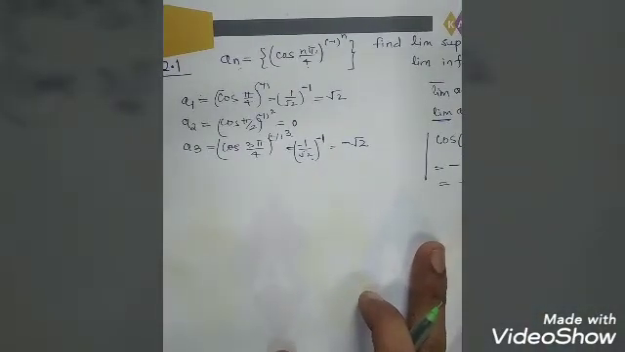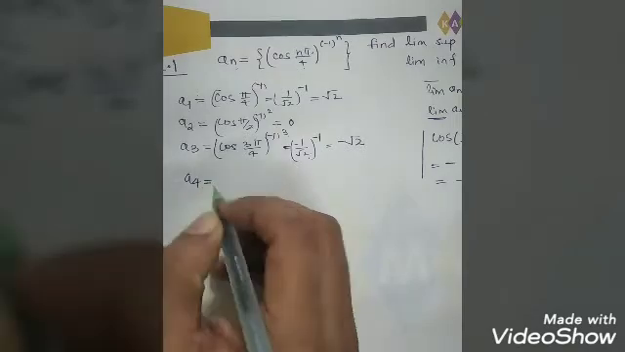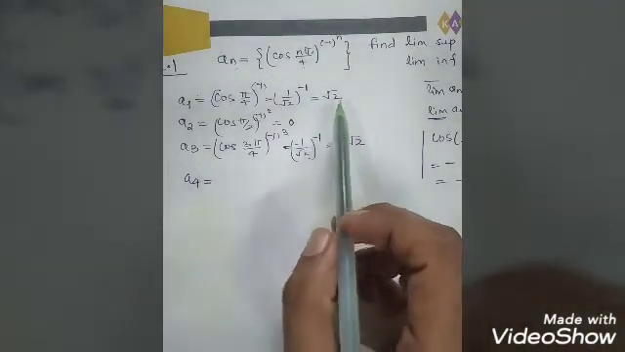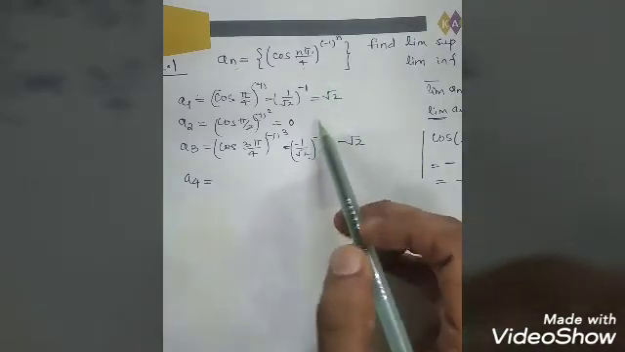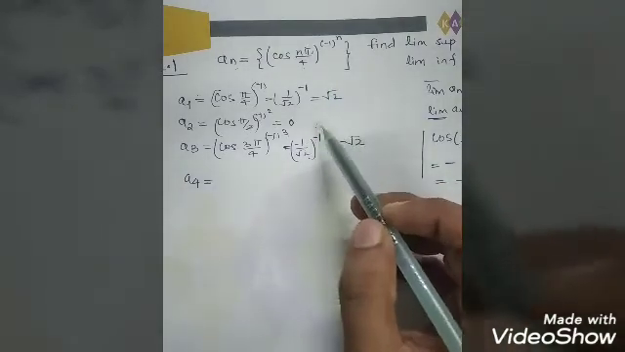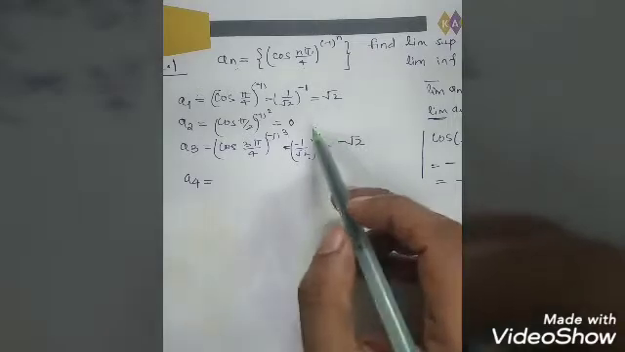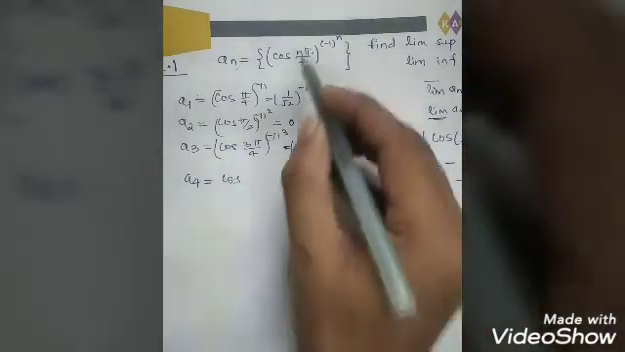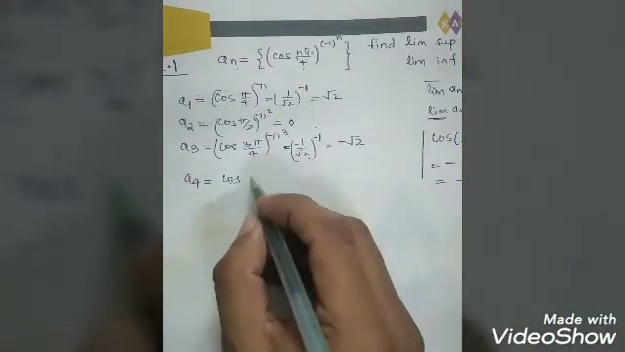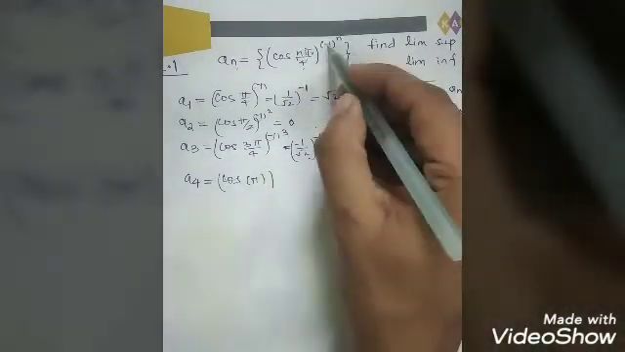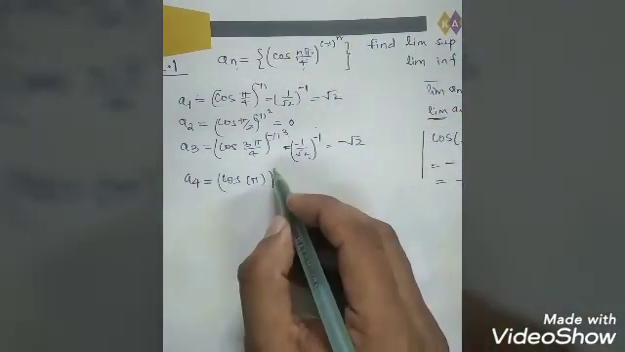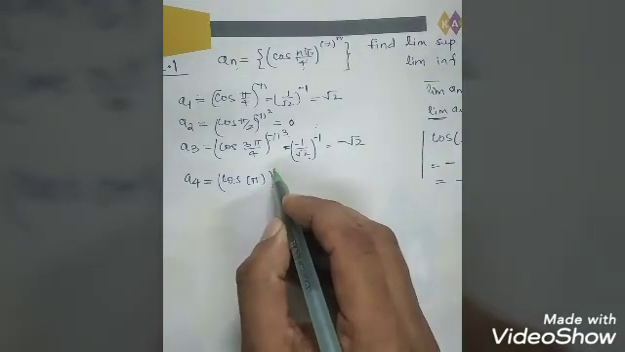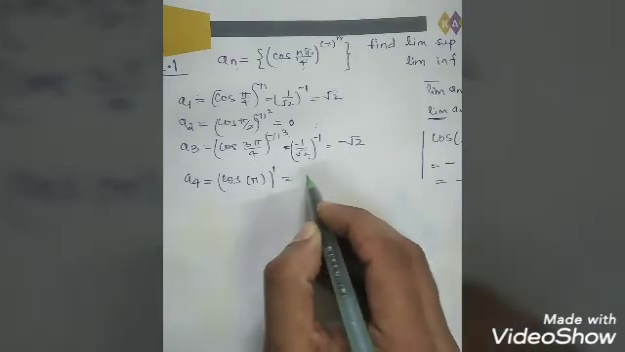Let's look at a few more terms. What will be our a4? Cos(4π/4) is cos π, which is minus 1. Minus 1 raised to 4, which is even, will be 1. So the answer will be minus 1.